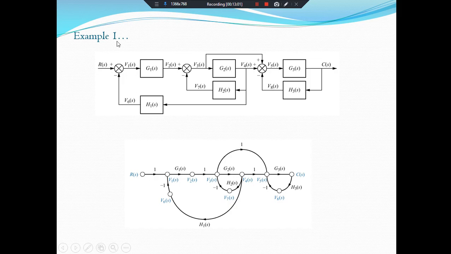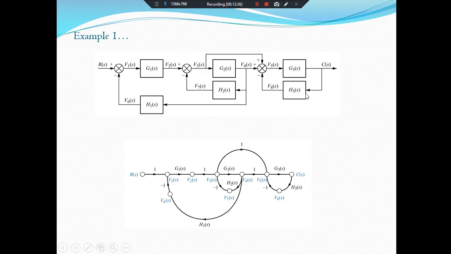So V1 of S is connected with V2 of S with the system gain G1 of S. And V2 of S is connected with V3 of S with system gain 1. V3 of S is connected with V4 of S with system gain G2 of S, and V4 of S is connected with V5 of S with gain 1, and V5 of S is connected with C of S with gain 3. First of all, I have explained the forward branch gain or forward path.